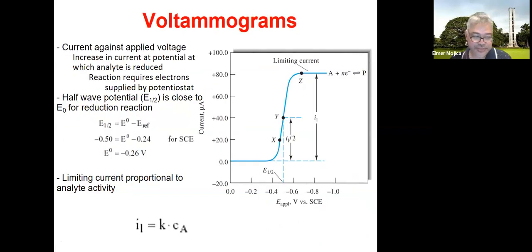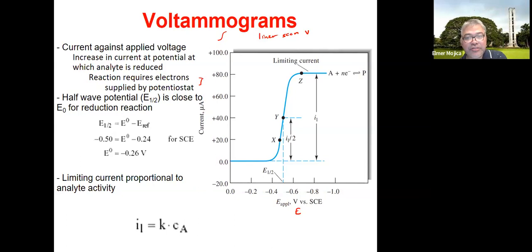Now, let's look at what we call a typical voltammogram. This is the appearance of a typical linear scan voltammogram. Look at the wave. What can we say about this wave? Is it a sigmoidal shape? So it's a sigmoid-shaped wave of potential versus current. This is a measurement of current versus the applied voltage.